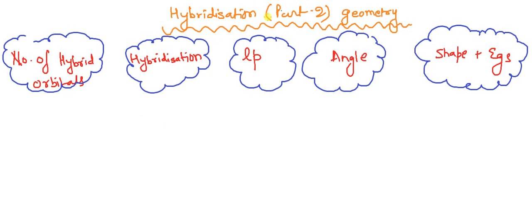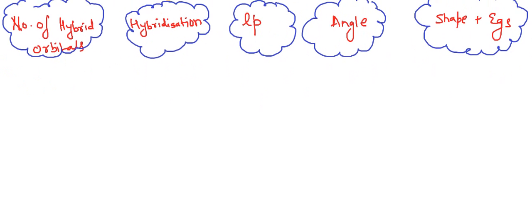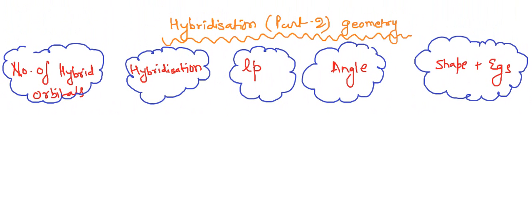Today in this lecture I'm going to tell you the structure, not the structure, the geometry, and first we'll deal with the table. If you know the table, then you'll be easily able to solve the problems. I hope you've seen the part 1 video of hybridization. Before studying this, you should study that because I've given the formula in that.